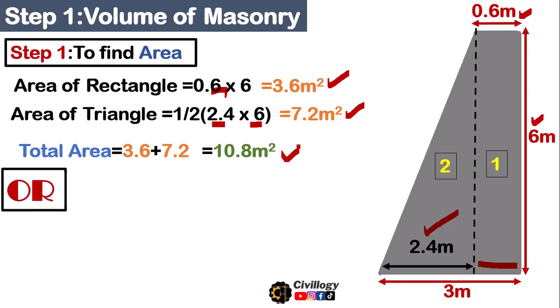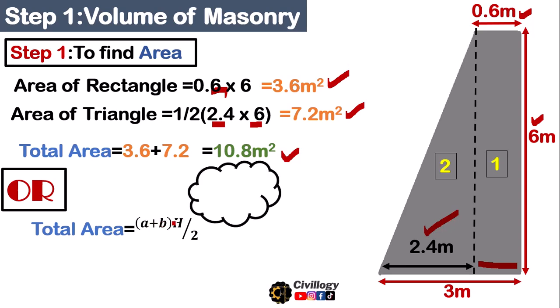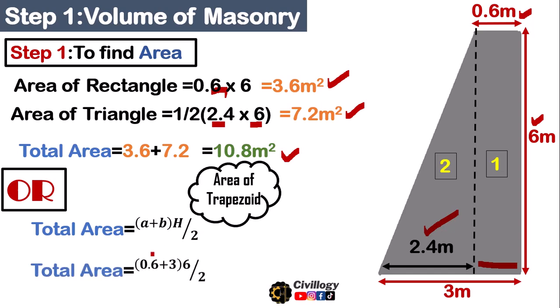Or you can simply use the formula for a trapezoidal section, which is (a plus b) times h divided by 2. This is the area of a trapezoid. Here a is the top width of the wall, b is the bottom width of the wall, and h is 6, the height of the wall. By simplifying this, you will get a total area of 10.8 square meters. As you can see, the same result has been obtained by different methods, so you can use either of these methods.